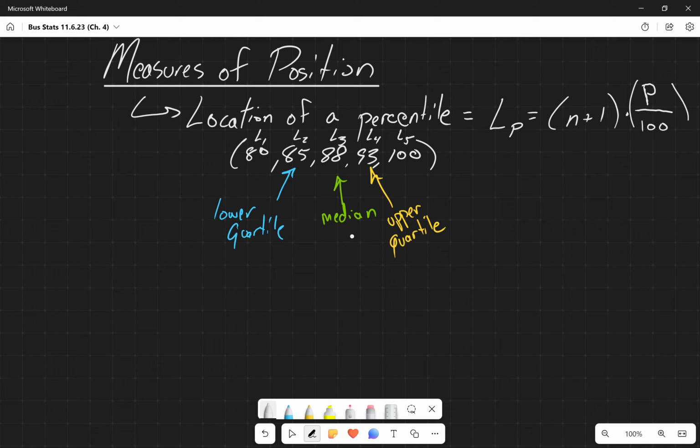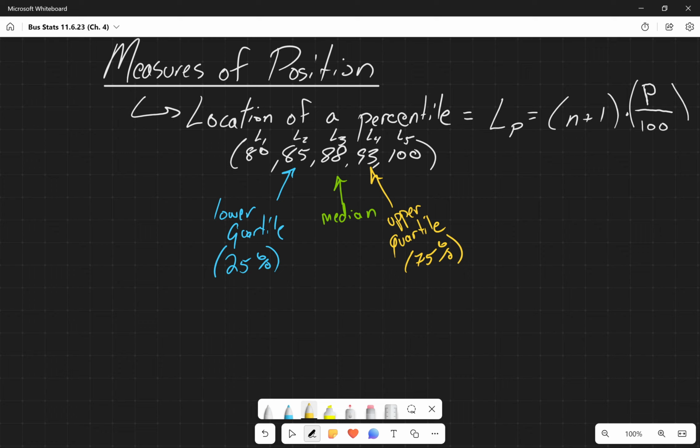So the reason why quartiles have to do with 25% or 75% has to do with the name, right? Quartile is having to do with a quarter of the full distribution, right? So that's why the lower quartile is the lower quarter of the distribution, the lower fourth of it, 25%, and the upper quartile is the upper 25%. 1 minus 25 is 75, obviously.